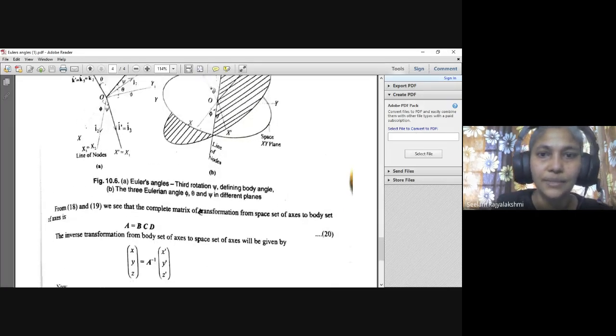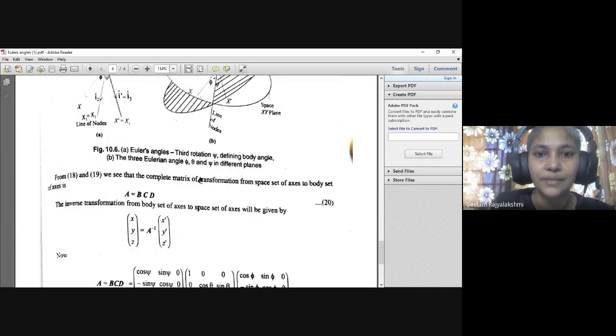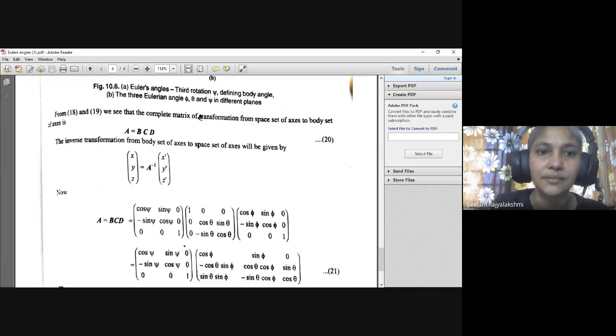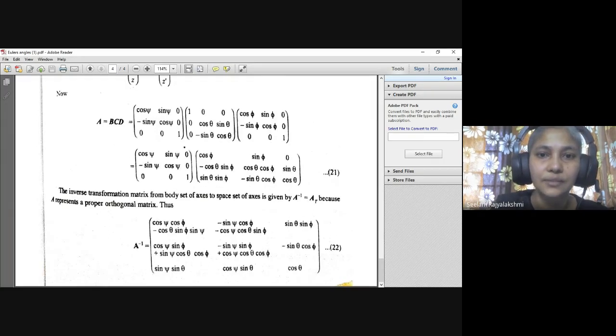So from equations 18 and 19, from these two equations, we see the complete matrix of transformation from the space set of axes to the body set of axes is A equals BCD. So the inverse transformation from the body set of axes to the space set of axes will be given by X, Y, Z equals A inverse times X dash, Y dash, Z dash, where A equals BCD equals [cos psi, sin psi, 0; minus sin psi, cos psi, 0; 0, 0, 1] times [1, 0, 0; 0, cos theta, sin theta; 0, minus sin theta, cos theta] times [cos phi, sin phi, 0; minus sin phi, cos phi, 0; 0, 0, 1]. By solving the multiplication of these, we will obtain this result.